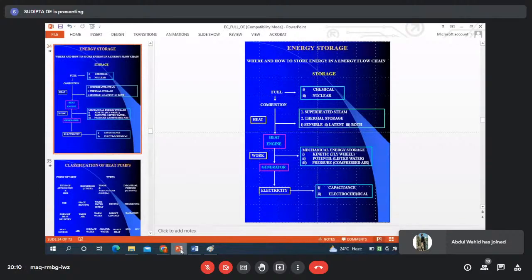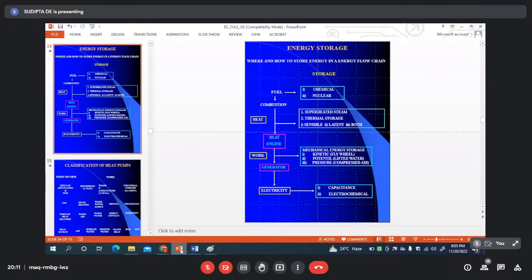So if you can store fuel by demand side management, that means the consumption requirement is reduced. So it's always better. But if you have already produced heat, then rather than allowing the heat to go to the atmosphere, you can have different forms of heat storage, either in the superheated state or as thermal storage, with combinations of sensible and latent heat. Then in the heat engine mode, when you have delivered the work, work storage can also be done in three different options.